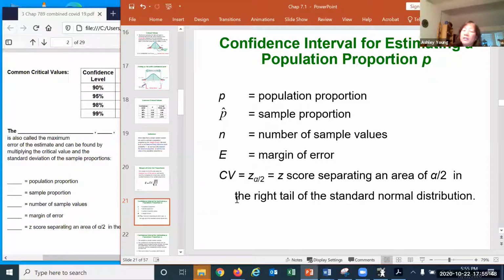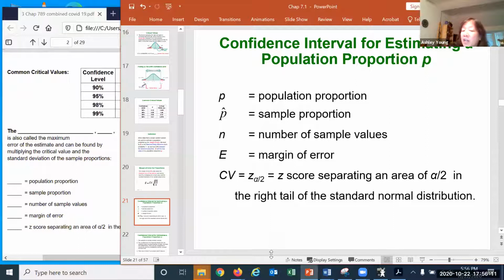And CV, someone pointed out that CV is the same thing as something you used last exam, but I'm not going to use that ever again. You're never going to use CV from here on out in my class. CV always means critical value, period. That's the same thing as the Z alpha over 2. And like I said, your book will call it Z alpha over 2.